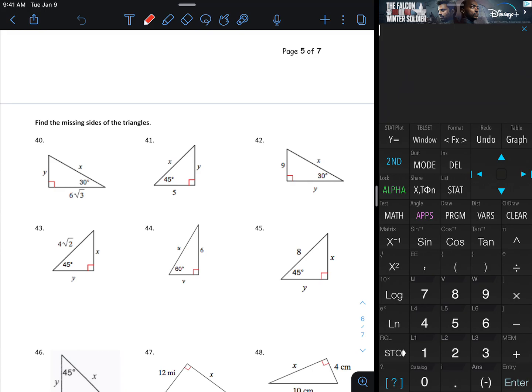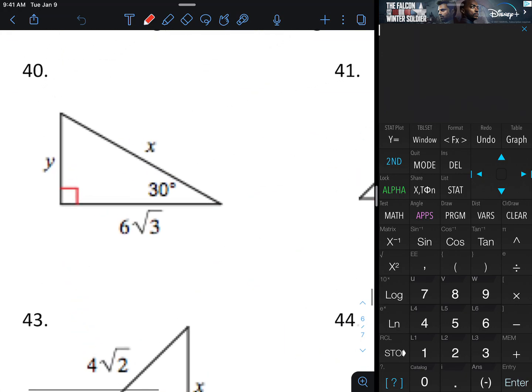Okay, with this next section right here, we're going to have our special right triangles. We're going to have 30, 60, 90, and 45, 45, 90 triangles. So let me draw a right triangle here. I'm going to draw a generic one.